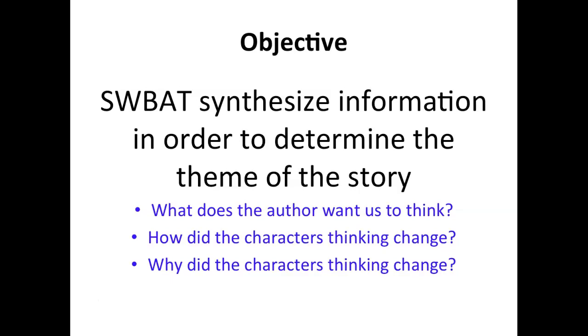All right, so now let's think about how did the characters' thinking change? What was the emperor thinking in the beginning? So in the beginning, the emperor thought that he was getting cloth that no one could see. He thought he was getting something special. How did his thinking change? How did he think at the end of the story?